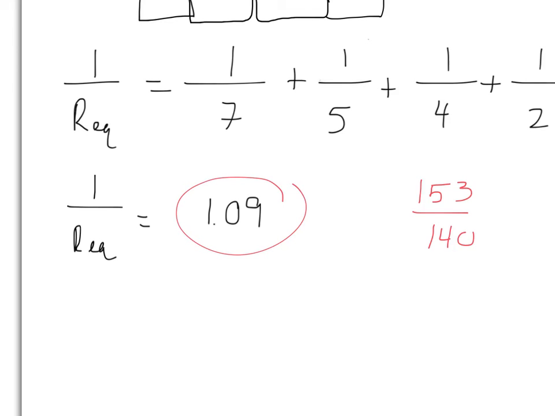Now, use the method with the calculator. So you get 1.09. But that equals 1 over REQ. So to get REQ, I have to do 1 over 1.09. Remember, folks, all you're doing is flipping these two spots. Switch these two spots. How do you do 1 over something on a calculator?